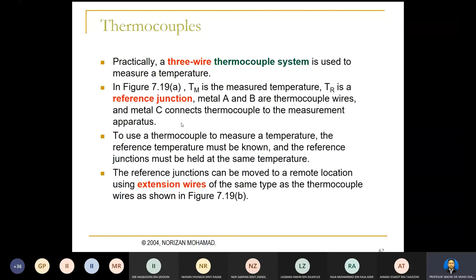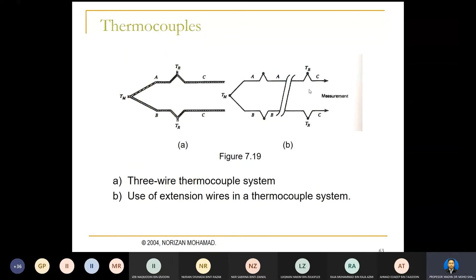Okay, and then the reference junction must be held at the same temperature. So the reference junction can be moved to a remote location using the extension wire of the same type as the thermocouple wire, as shown in the next figure. Right, so this is some example. And then for thermocouples we have four types. Okay, you can see this one.